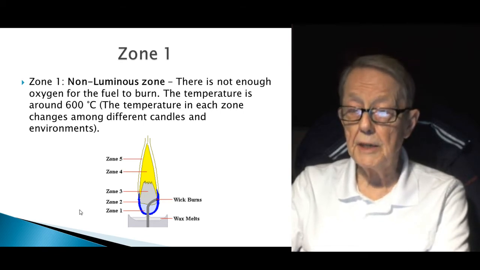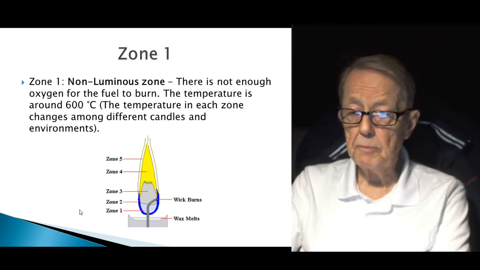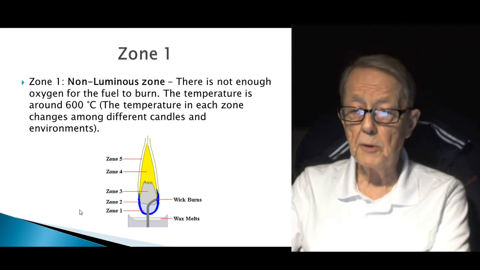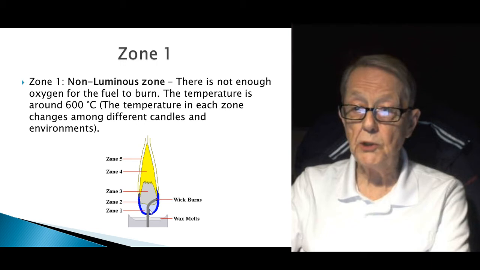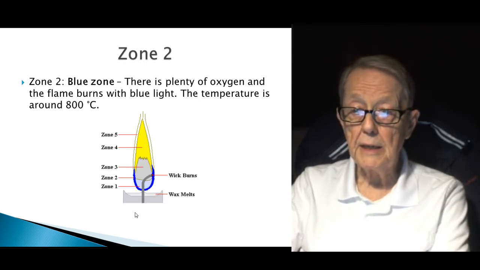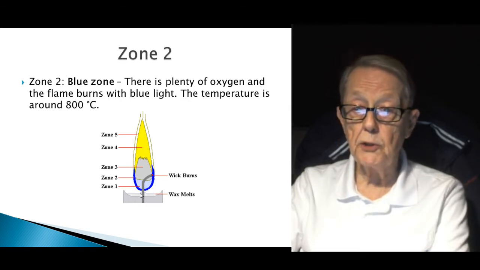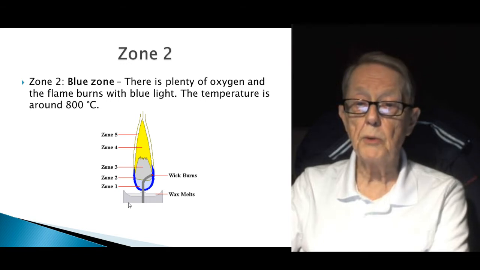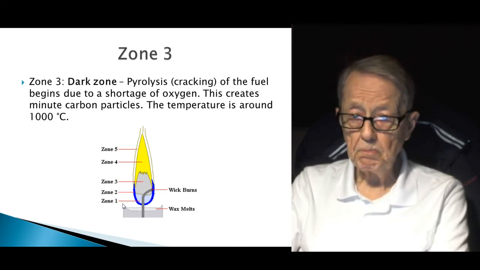Whoever made this information up made it this way. That's his idea. So it varies from candle to candle, but there's, in his opinion, this non-luminous zone, which means you can't see anything coming from it. Zone 2 is the blue zone. That's this dark blue zone at the bottom that you do see. And in that zone, there's plenty of oxygen, and the flame burns with blue light. And the temperature is around 800 degrees C, 200 degrees hotter.